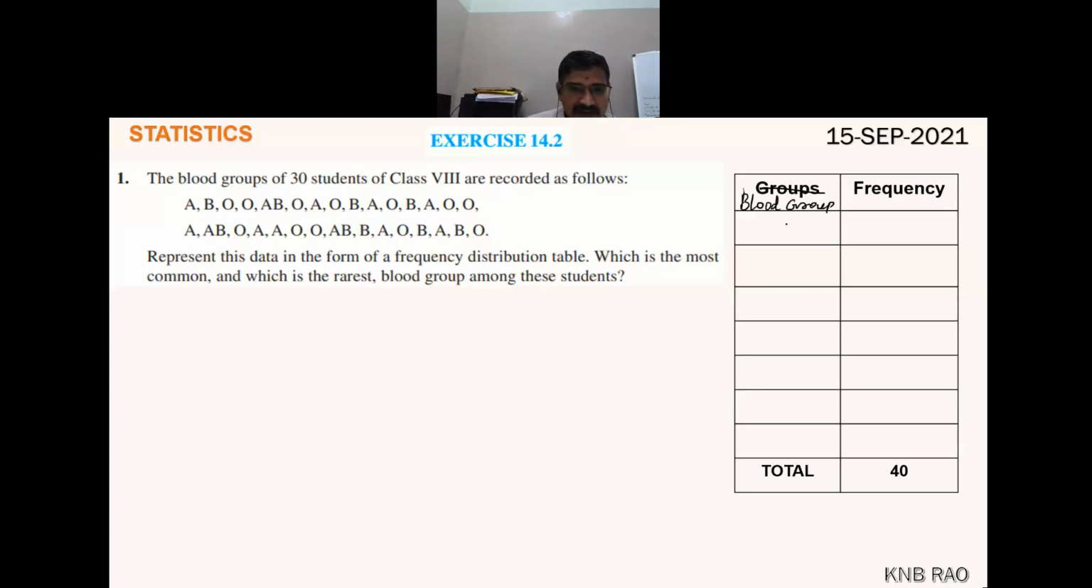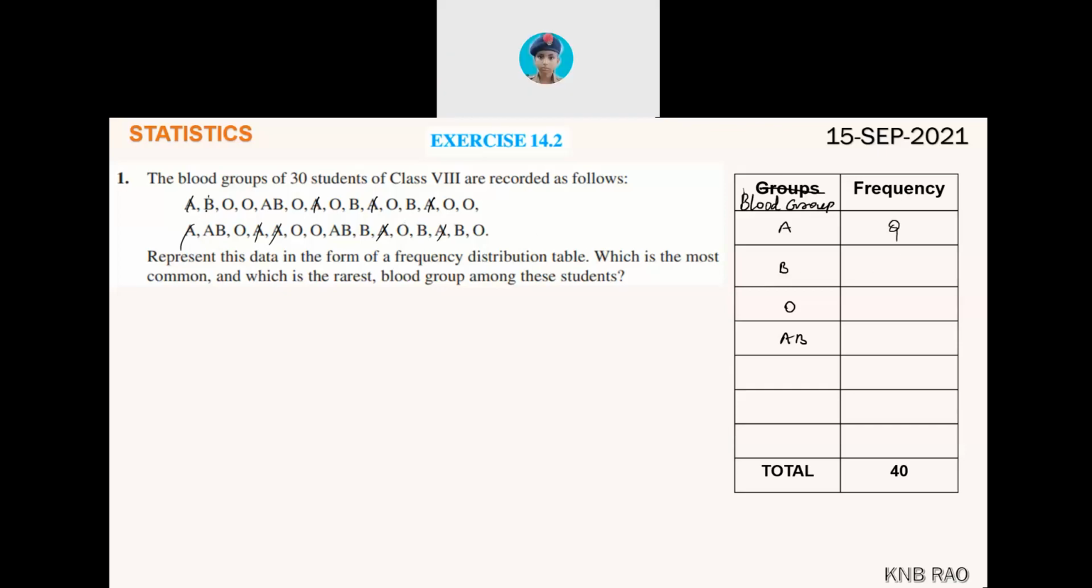Are you going to make a class? No, sir. Why? Because, sir, it's not numerical data, first of all. I have A, B, O, AB groups only. A group: 1, 2, 3, 4, 5, 6, 7, 8, 9. So I have got group A with 9 members, whereas B has 1, 2, 3, 4, 5, 6, 6 members. You know now how to count.